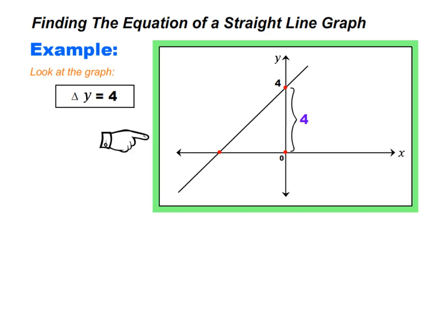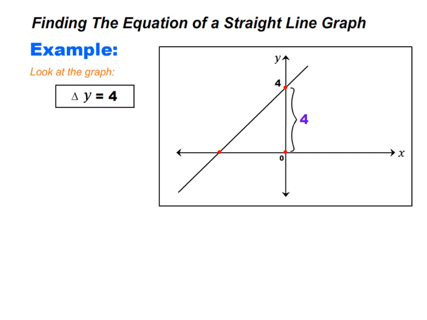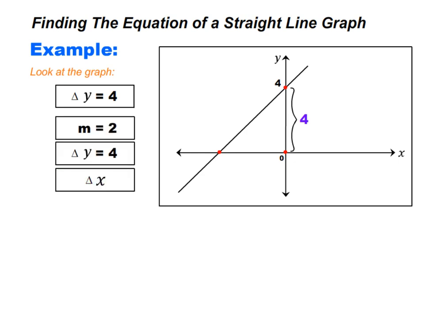Look at the graph again. Let us call the distance from the origin to the x-intercept delta x. We write it like this. We already know the gradient, which is m, it's equal to 2. We also know that delta y is equal to 4. Delta x is an unknown.